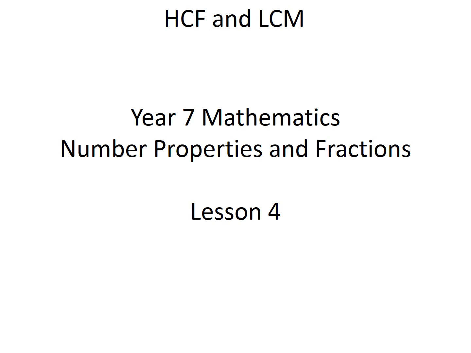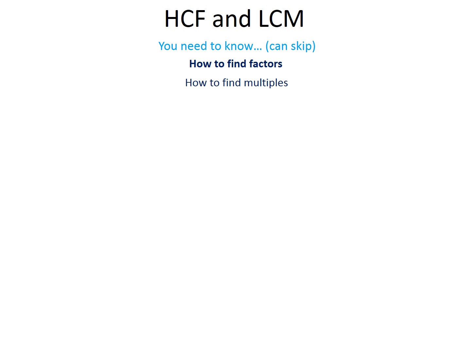In this lesson, we're going to be looking at how we can find the highest common factor and the lowest common multiple. To do this, we're going to have to be able to find factors. And so remember, factors are values that multiply to get the number. So if I'm looking for factors of 28, I'm looking for things that multiply to get 28.